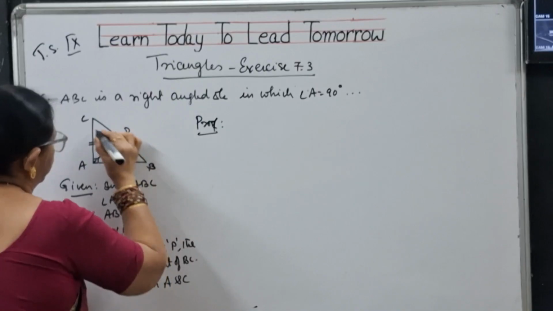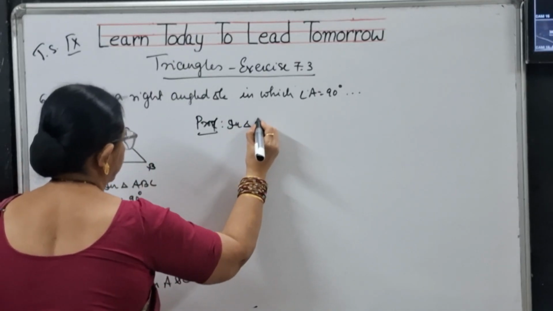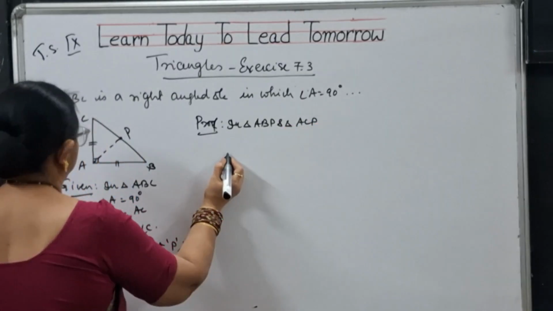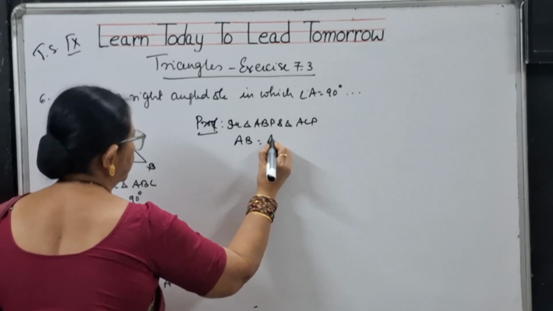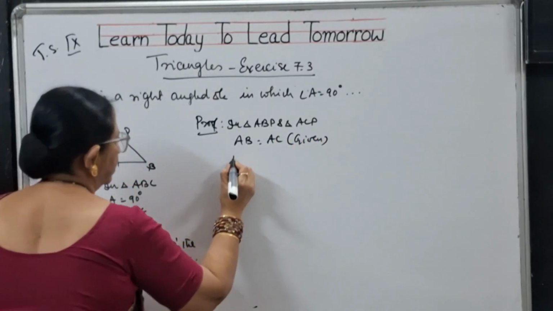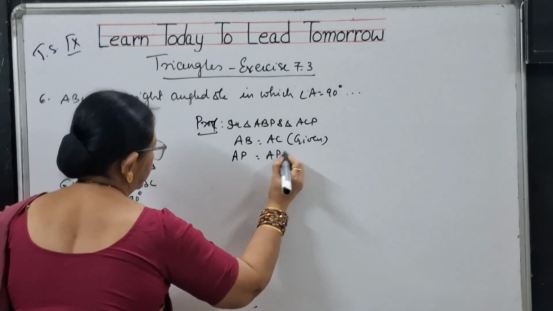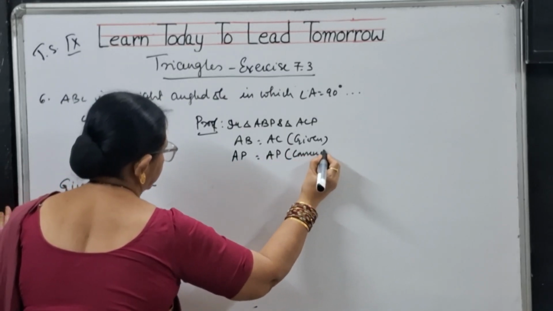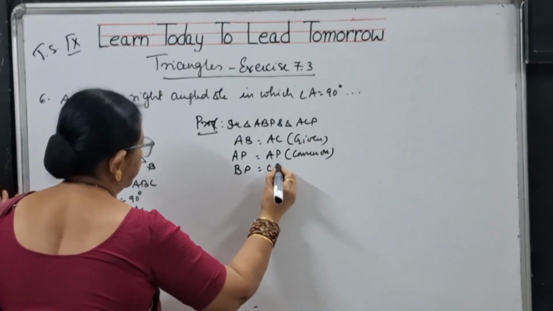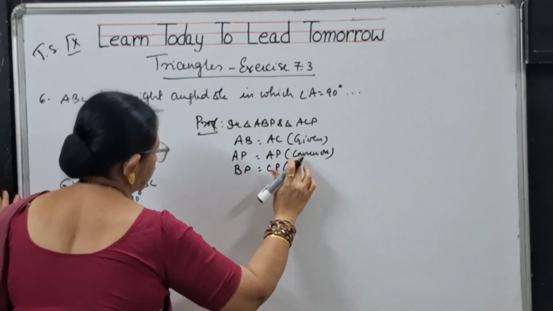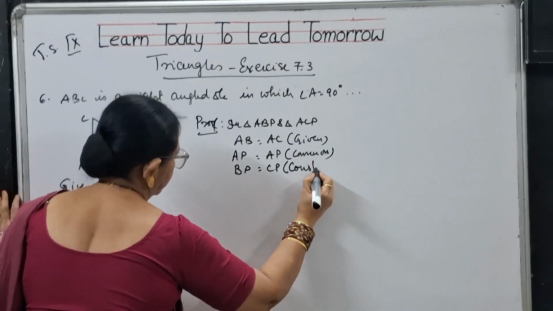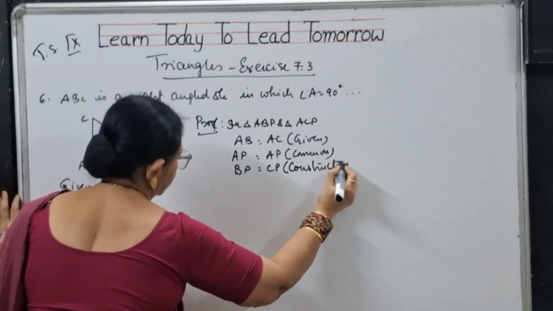You have got, because of AP, two triangles. In triangle ABP and triangle ACP, AB is equal to AC. This is given to us. And AP is equal to AP. It is common. And BP is equal to CP because of our construction. We have constructed like that, due to the construction.